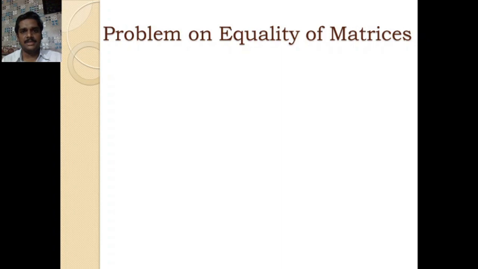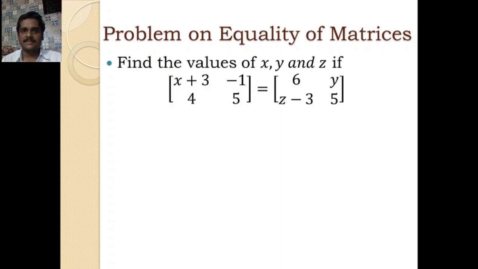Let's see some problems based on equality of matrices. Here is problem number 1. We have two equal matrices given and we have to find x, y and z. Since the two matrices are equal, the order must be the same and corresponding elements must be equal.